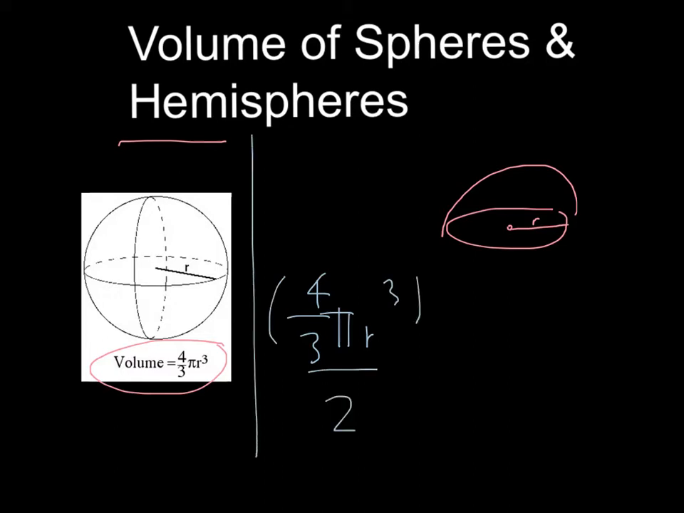Let's just separate that so we know it's not the same. Half of 4/3 is actually 2/3. So we could simply write that as 2/3 of pi r cubed.